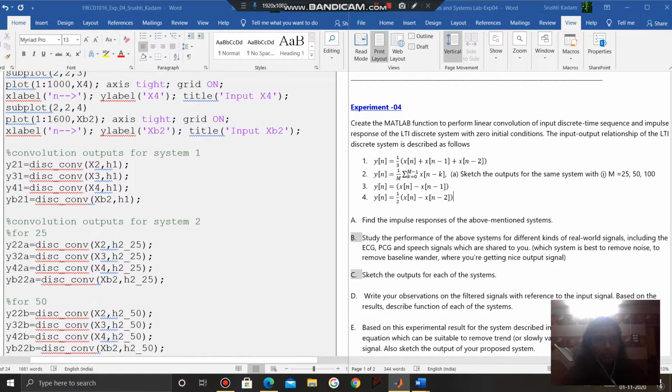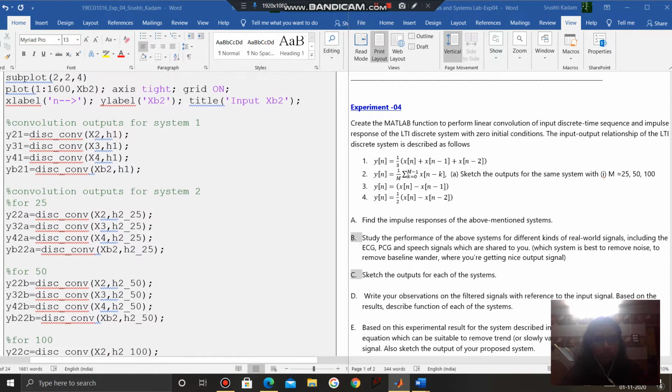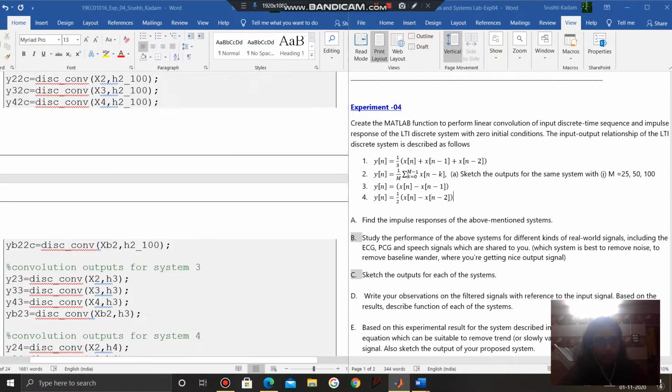Next, we go to the convolution part. So we know that y of n is equal to x of n convolved with h of n, where x of n is my input signal, h of n is the impulse response for that particular system. And I'll be using a function that I've named disc_conv. Let's go to that function first.